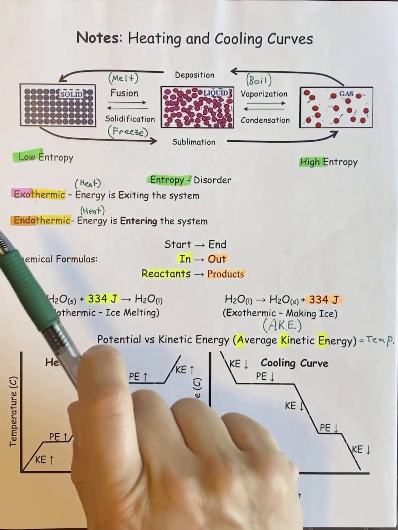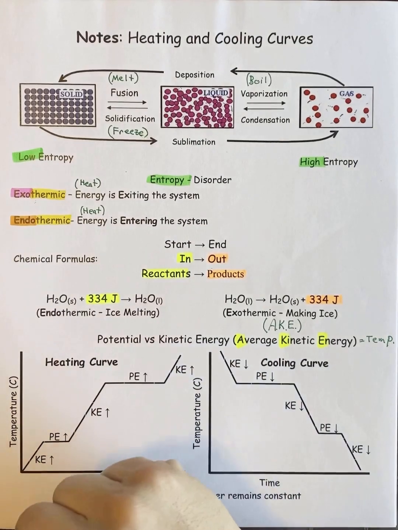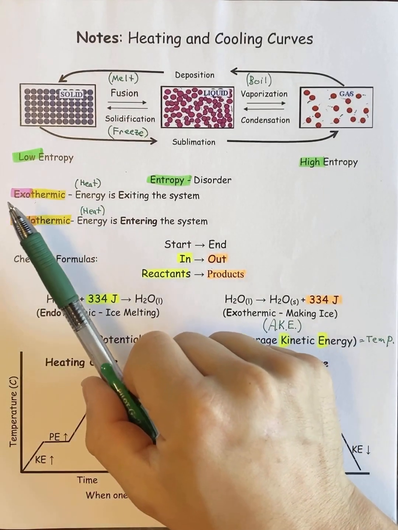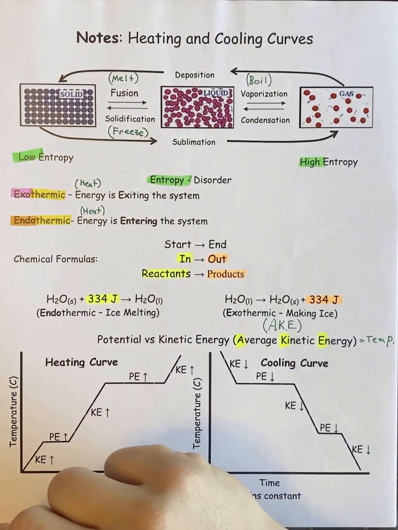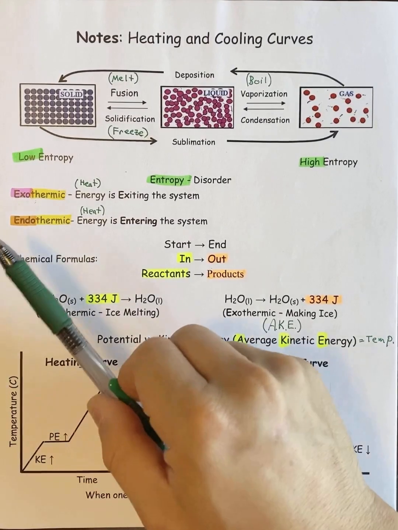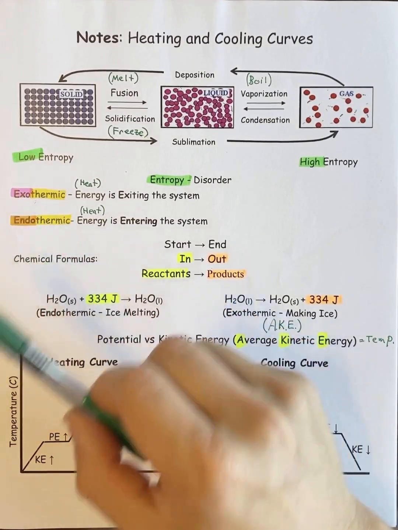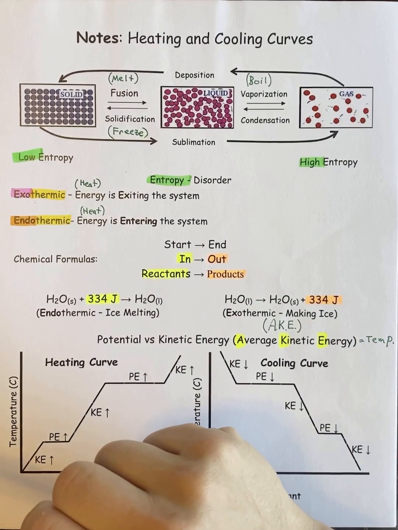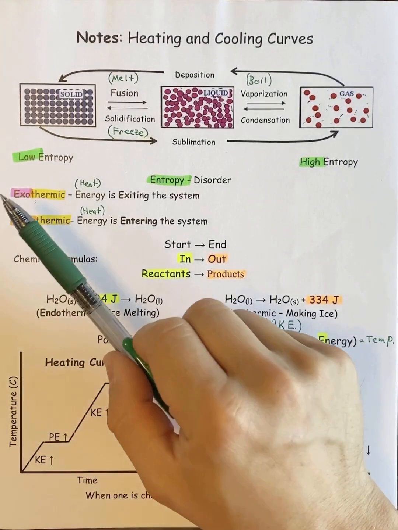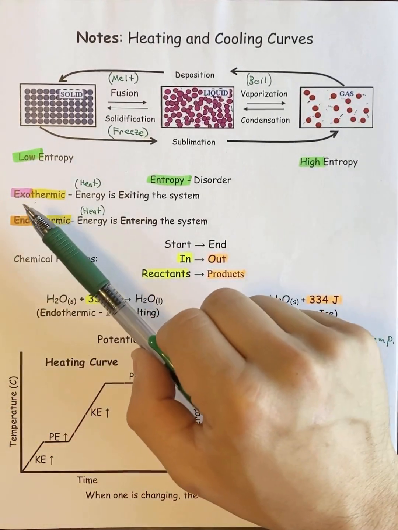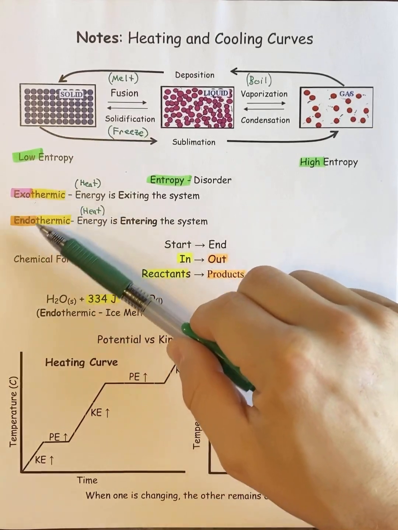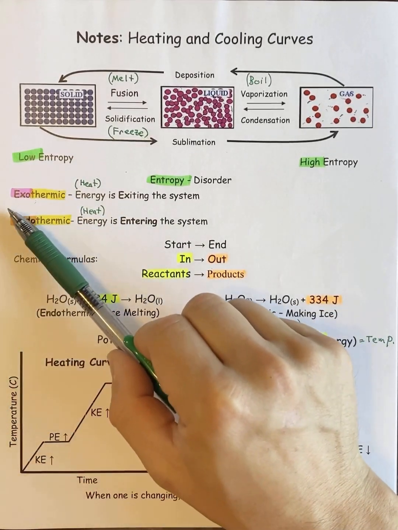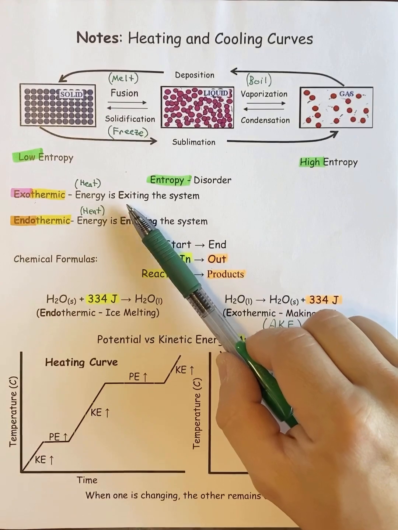If we break the word up, exo and endo you've heard of in biology. If you think about an exoskeleton or an endoskeleton, we have endoskeletons because our skeletons are on the inside, and bugs have exoskeletons because their skeletons are on the outside. Well, the same use of the word is here, except now instead of skeleton, we're adding the word thermic, which refers to heat. So exothermic means heat is exiting the system.